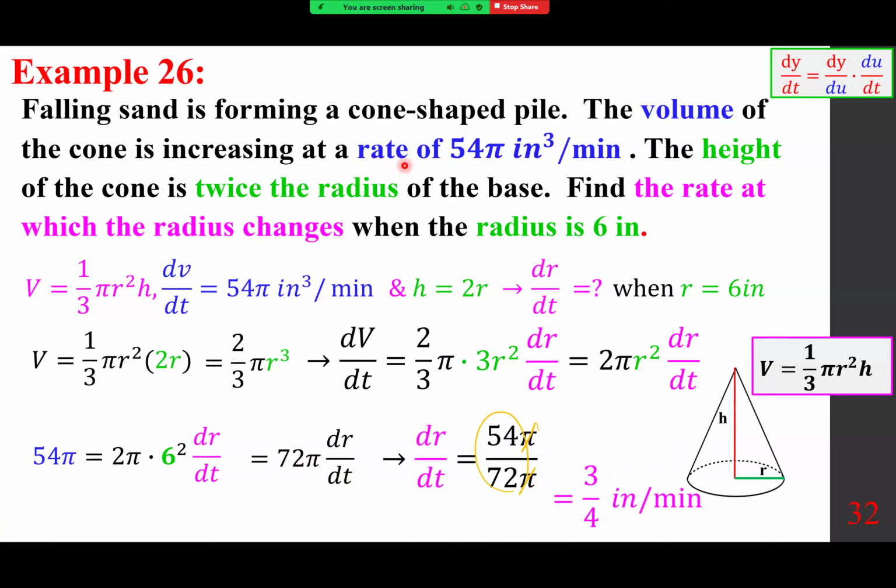So as the volume is increasing by this much, the radius is increasing by this much. Positive means it's increasing, negative means decreasing.